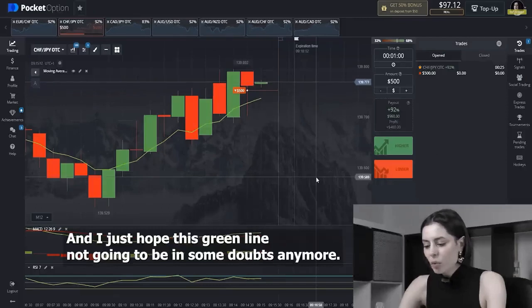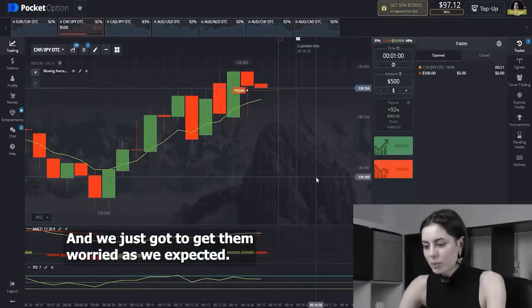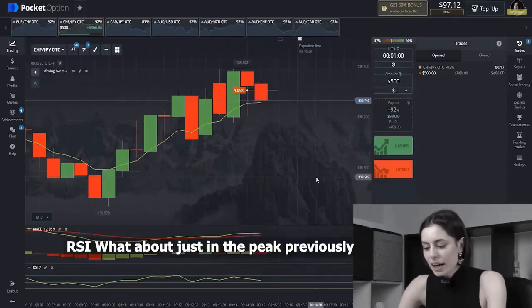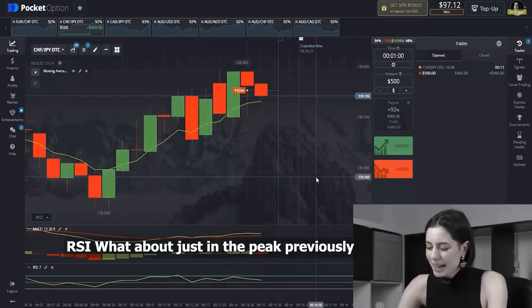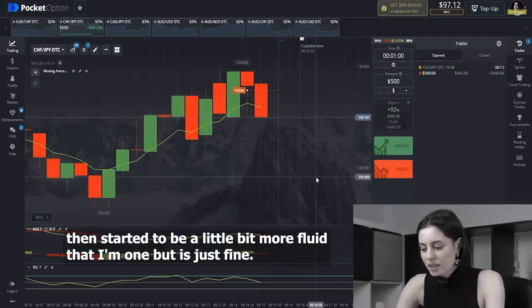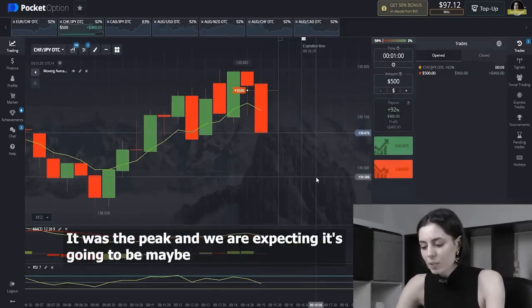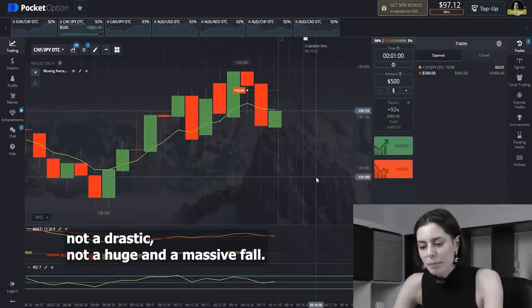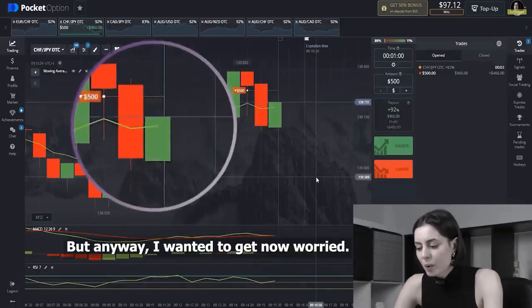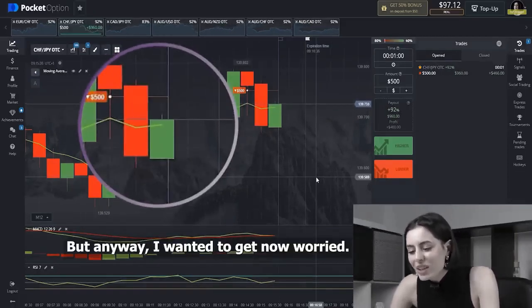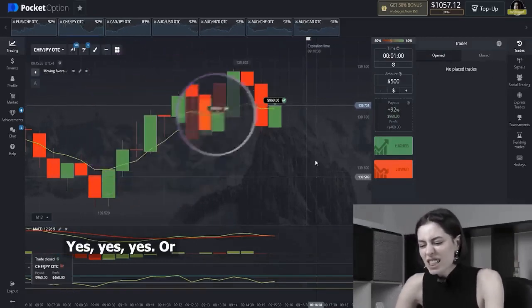And I just hope this green line isn't gonna be in doubt anymore, and we just get downward as we expected. RSI was a little bit at the peak previously, then started to be a little more flat than I wanted, but it's just fine. It was the peak, and we are expecting maybe not a drastic, huge, massive fall, but anyway, I wanted to get downward. Yes, downward.